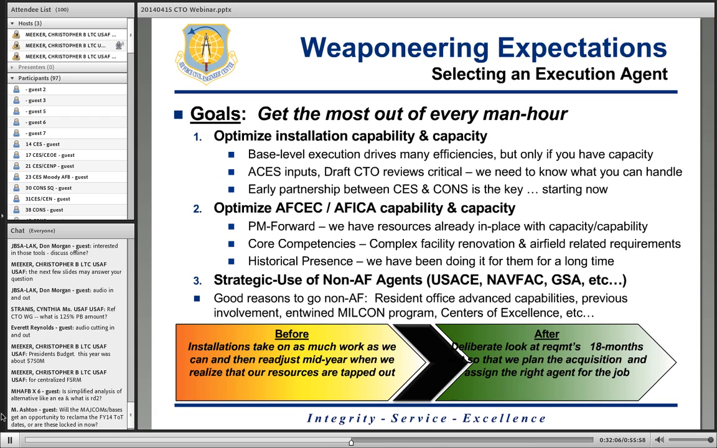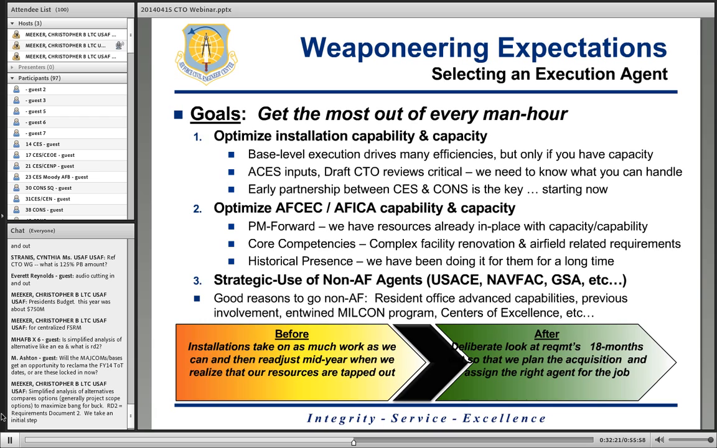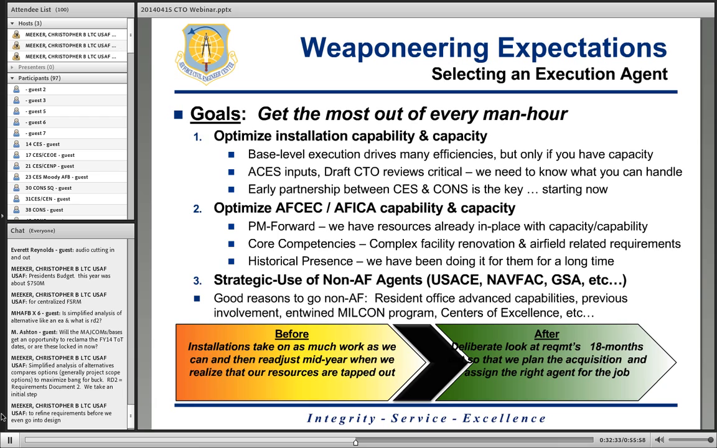So on the front end, if you plan on executing your requirement, plug that into ACES and let us know that's the plan. And in the case that you don't have the capability or the capacity, well, now let's look at the other options. And that's where we hope you'll come to AFCEC and AFICA. There are times where we're really good at doing requirements and being the agent of choice. If we have a PM forward in an area, we already have the resources in place and the capability and capacity. There's certain things out there that AFCEC is good at. Complex facility renovations, maybe airfield related requirements. Well, if that's the case, then think about us to target those requirements.